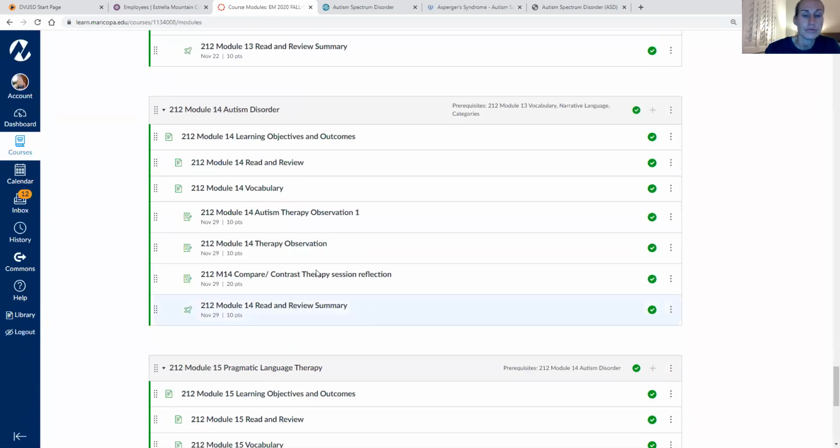All right. So the compare and contrast therapy session is on the 2 observations that you did. I'm not asking you to watch 2 other ones. I'm asking you to look at 1 and 2, and then compare and contrast those. And then there's a read and review summary. So there's no assessment this week. It's more about the reflection of what you watched.